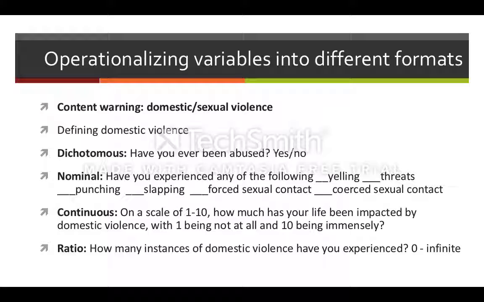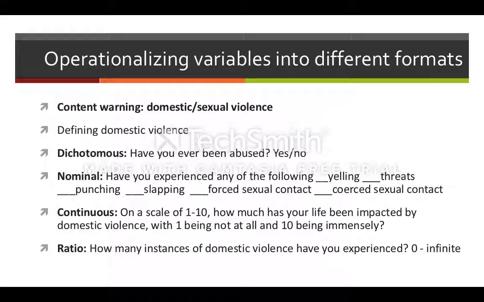So let's say we were doing some kind of survey where we were collecting data about domestic violence. We could set up our variables in many different ways. So we could have a dichotomous variable like, have you ever been abused? And people would answer yes or no. It would be a binary, two mutually exclusive categories that are opposites of each other. We could operationalize the variable about domestic violence as a nominal variable. So we could ask people if they've ever experienced any of the following categories: yelling, threats, coerced sexual contact. And we're not saying, and there's no rank or order to these.